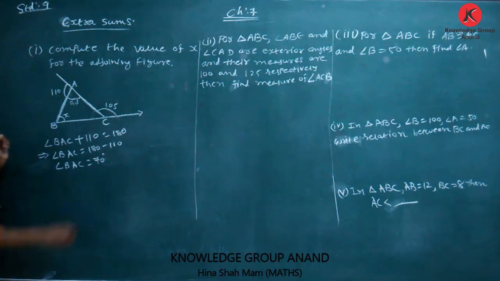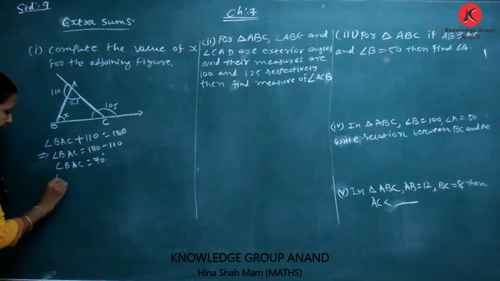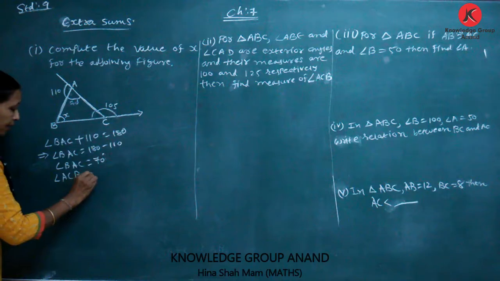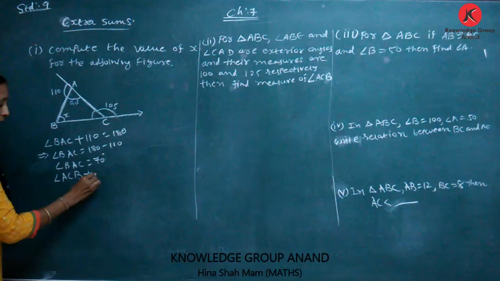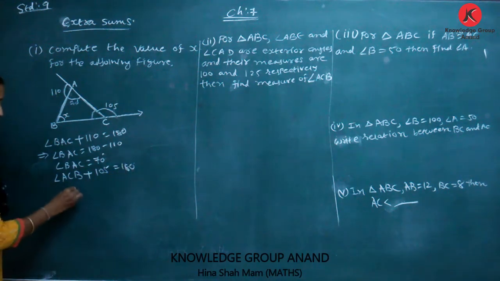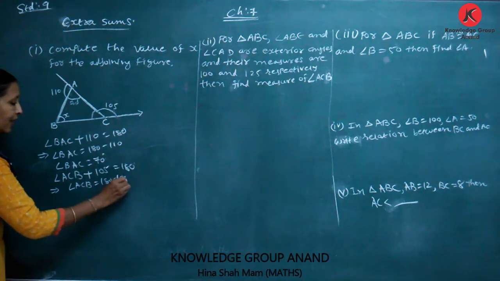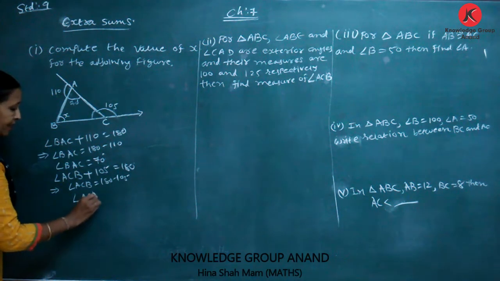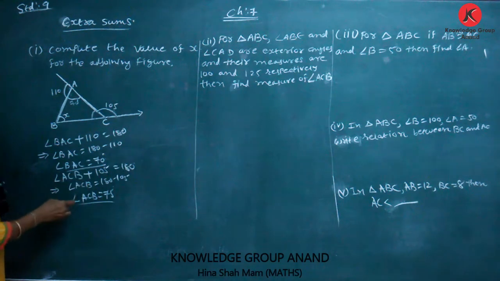Otherwise, you take angle ACB plus 105 equals 180. Angle ACB is equal to 180 minus 105. Angle ACB is equal to 75. It is 105, 75.